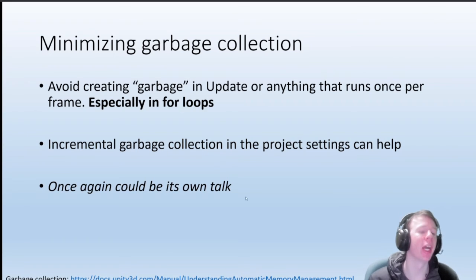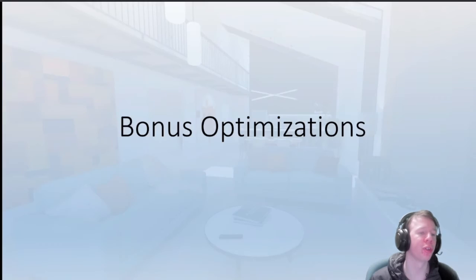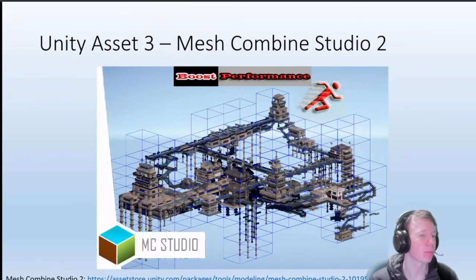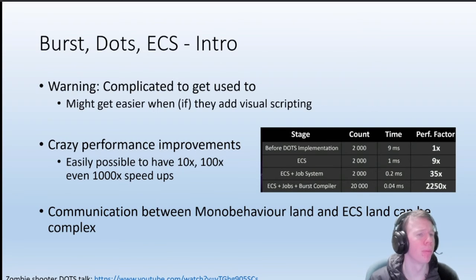There's a whole page on garbage collection here, and there honestly could probably be its own talk on minimizing this. But if you're having CPU bottlenecks, definitely have a look at this page and see what you can do. You can also look inside the Unity profiler under the CPU usage and look at the scripts section and see if any of your individual C sharp scripts are causing performance issues, and look at optimizing those first.